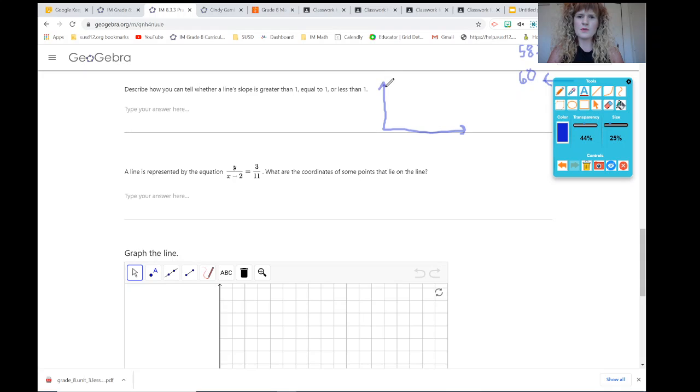Now if a slope is equal to 1, it means every 1 unit of change in y for every 1 unit of change in x. Sometimes that would be a 45-degree angle, but not always. What if you change the scaling here? Then it might look like this. This could also be a scale of 1. It could be like we sold 1 car. Wait a minute, that's a bad example.